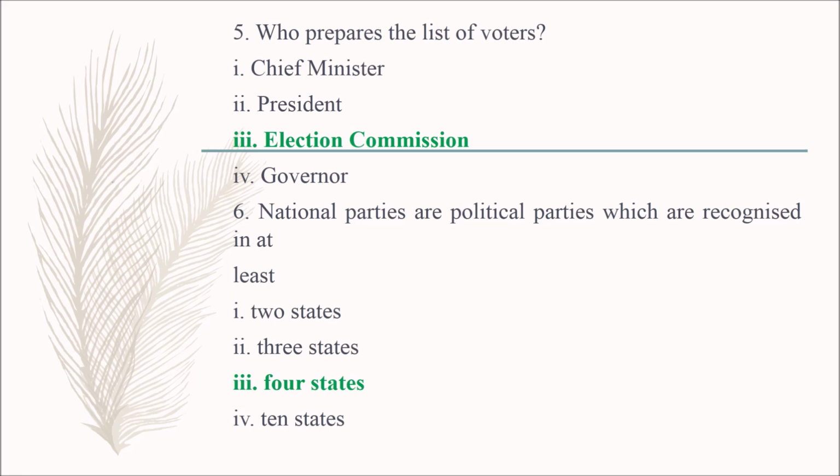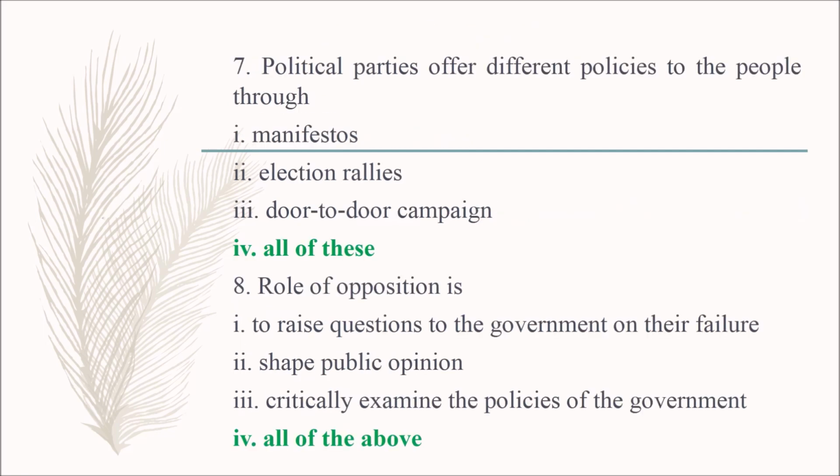Question number 6. National parties are political parties which are recognized in at least option 1. 2 states. Option 2. 3 states. Option 3. 4 states. Option 4. 10 states. So the correct answer is option 3. 4 states.